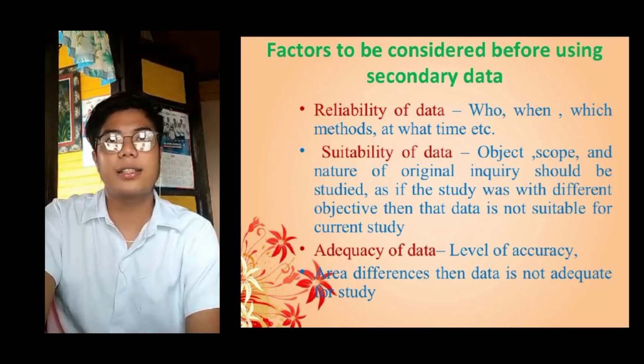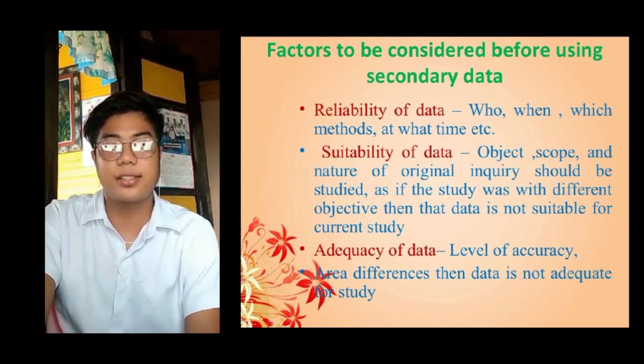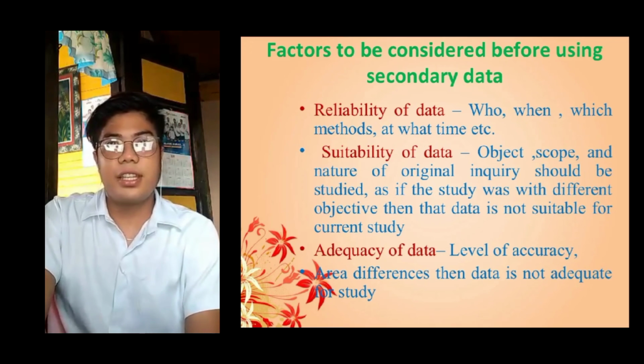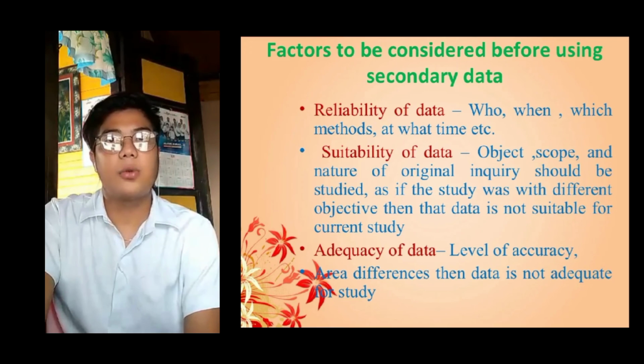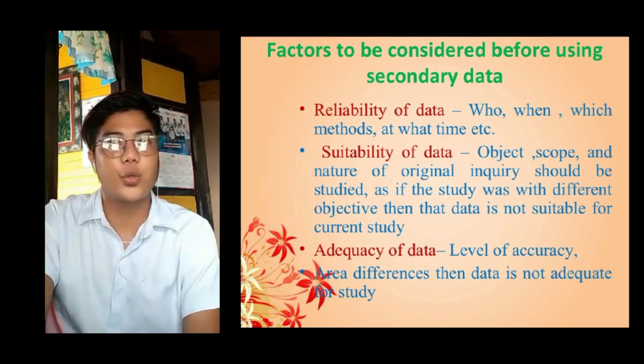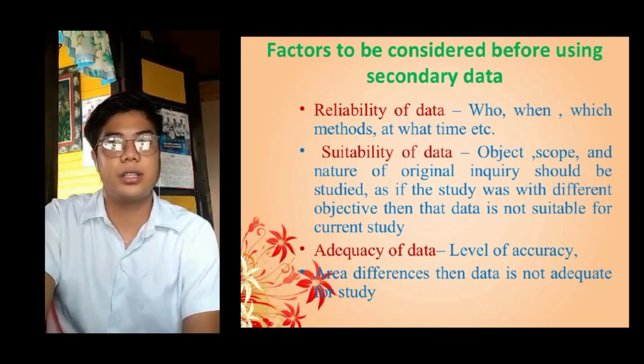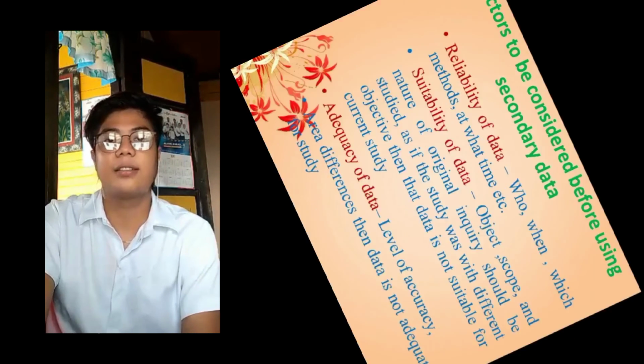So we have here, next is the factors to be considered before using the secondary data. Under this is the reliability of data: who, when, which methods, at what time. Next one is suitability of data. The object, scope, and nature of the original inquiry should be studied. If the study was with a different objective, then that data is not suitable for the current study. The last one is adequacy of data. Level of accuracy, areas, differences; if different, then data is not adequate for the study.